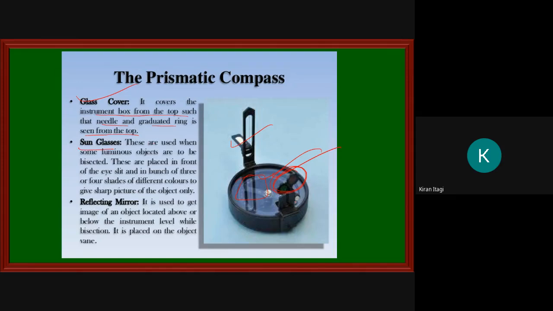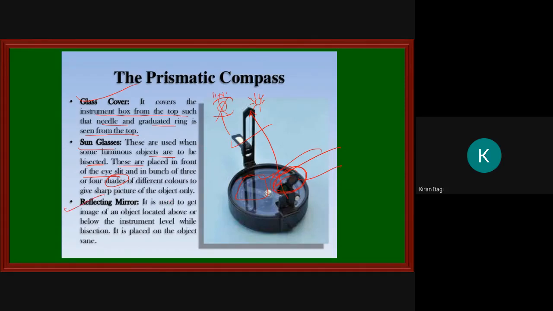Sunglasses with different shades are there. These are used when luminous objects are to be bisected. These are placed in front of the eye slit, in a bunch of 3 or 4 shades. Suppose while taking the reading, while you are watching from here to here, there is the sun here. You can't take the reading. So you just apply the different shades, such that the sharpness of the light is reduced a little bit and we can bisect the object very easily.